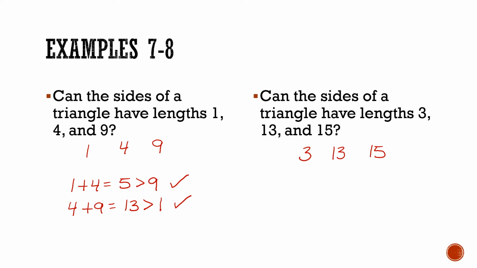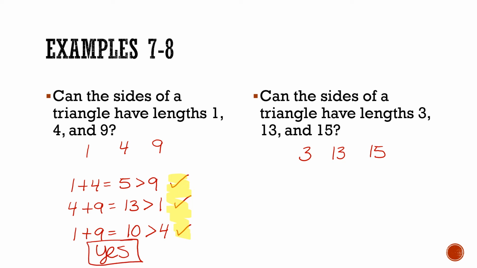And now we need to add together the 1 and 9, which equals 10. And 10 should be greater than whichever number we didn't use. We used 1 and 9, so that would be the 4. 10 is greater than 4. So again, we've gotten all 3 of those check marks, which means that yes, it would create a triangle.